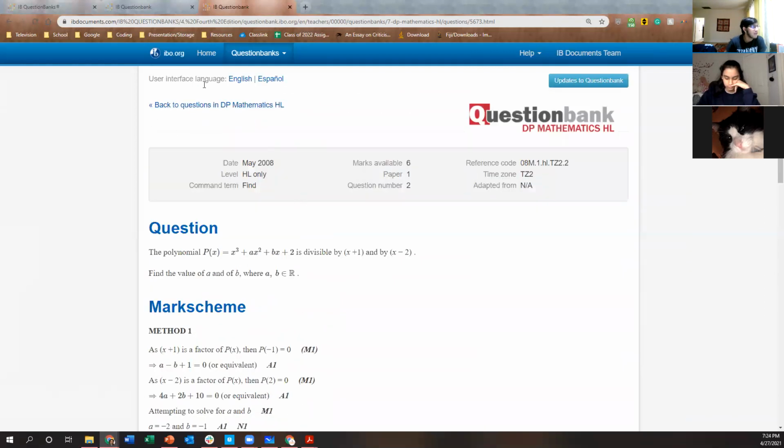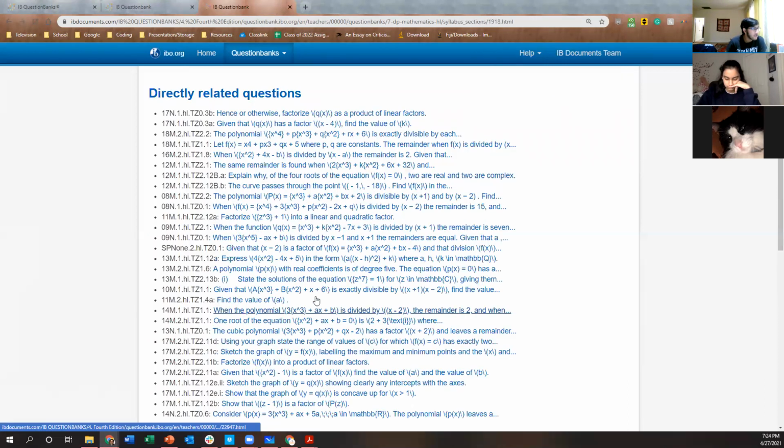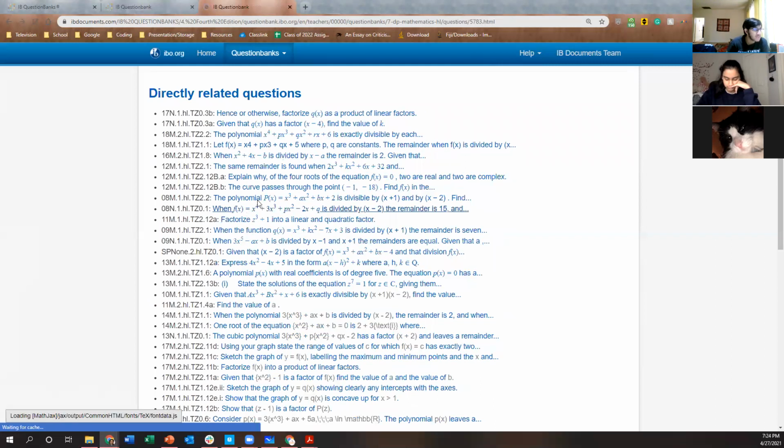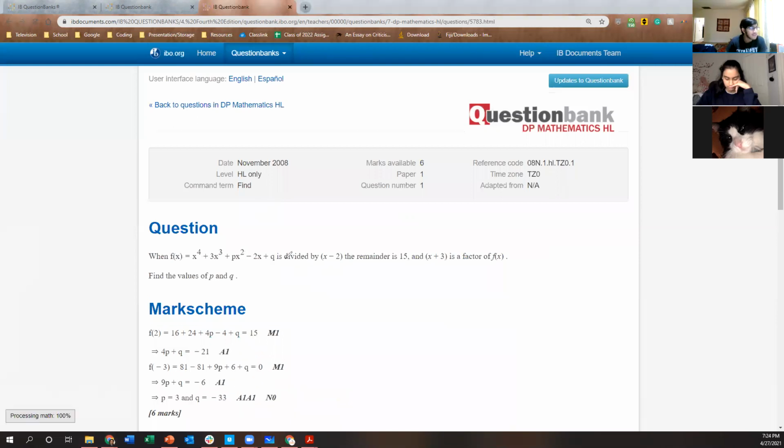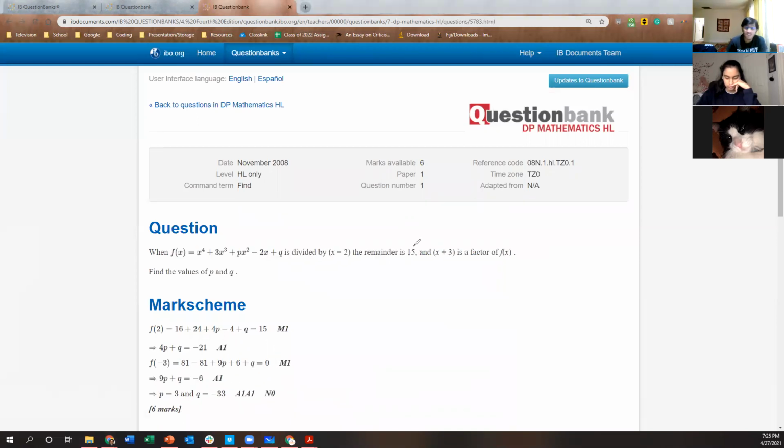Okay, well, we've done that. Let's go back, and there was another question here that I thought was pretty cool with the remainder. Similar question, and it relies once again on the remainder theorem. So let's take a look at this one. If it's divided by x minus 2, this time it's not evenly divisible.